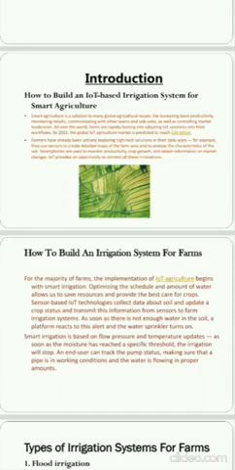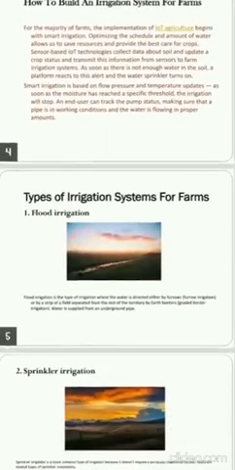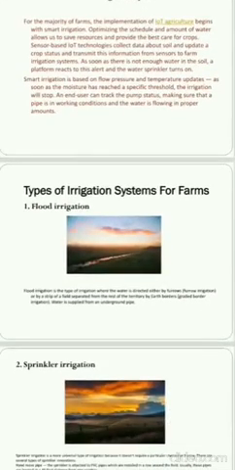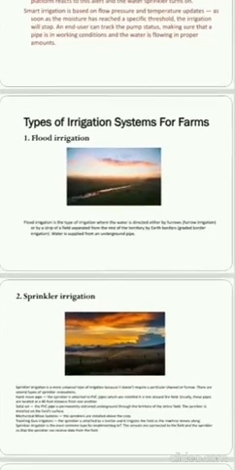Third point, types of irrigation systems for farms. First, flood irrigation. Flood irrigation is the type of irrigation where the water is directed either by furrow irrigation or by a strip of a field separated from the rest of the territory by earth borders. Graded water irrigation: water is supplied from an underground pipe.